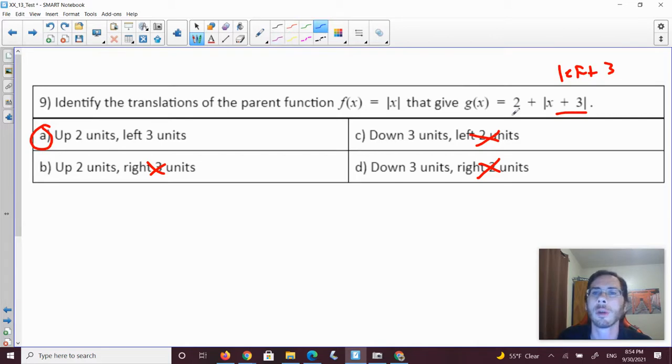If we want, though, remember, the 2 on the outside means we're going to go up 2 because it's a positive 2, it's not a -2.